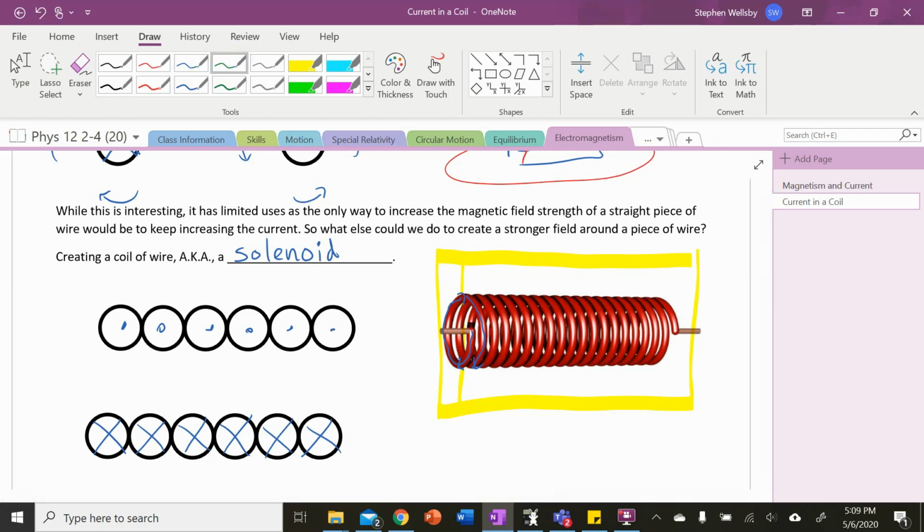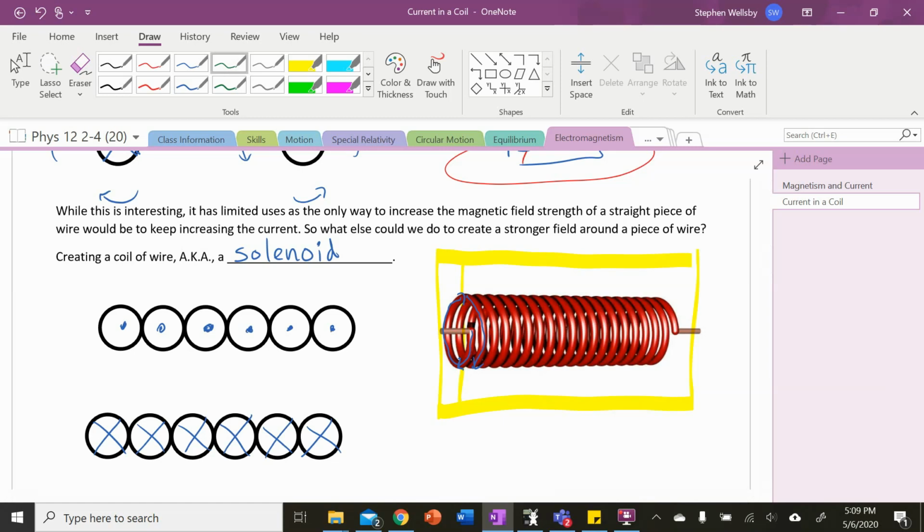Now, what I want you to think about, and if you want to pause the video and try drawing this for yourself, is what would the magnetic field look like when we're combining a number of these loops together? So feel free to pause the video if you'd like to try drawing this out for yourself. And if you already have paused the video and you come back, or if you're just not interested in doing that, that's fine.